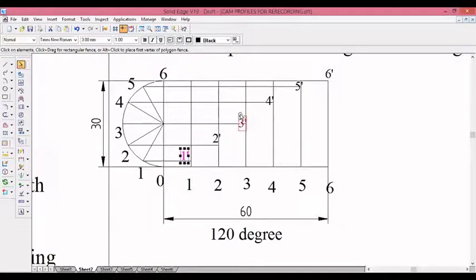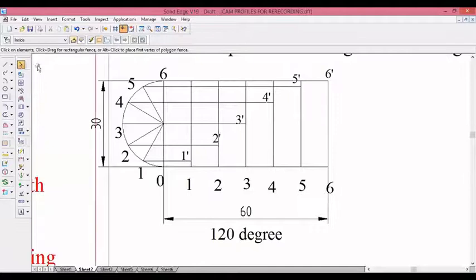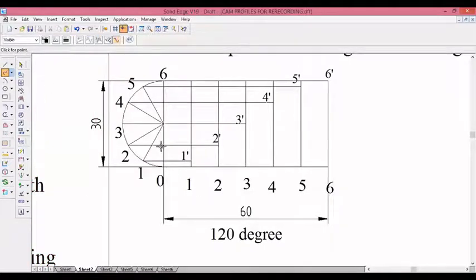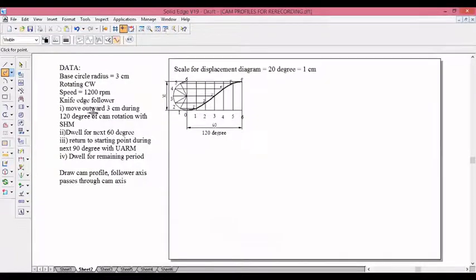Take the curve option. You need to join these intersection points using a smooth curve. You join with a free hand. Start from 0. Join to 1 dash, 2 dash, 3 dash, 4 dash, 5 dash, and 6 dash. Draw a smooth curve. So this is the first part, 120 degree simple harmonic motion rise.